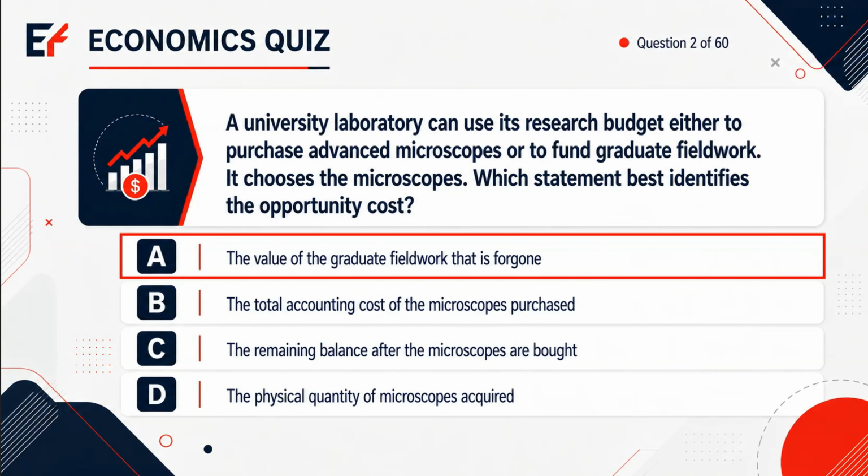Option B is just the money paid for the microscopes, not the opportunity cost. Option C only shows what is left in the budget, and Option D describes the item purchased, not what was sacrificed. The main point is simple. Opportunity cost is the value of the best alternative you did not choose.